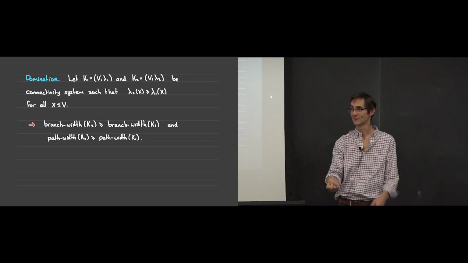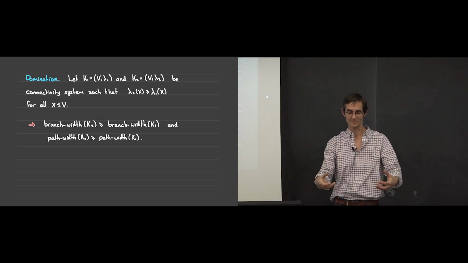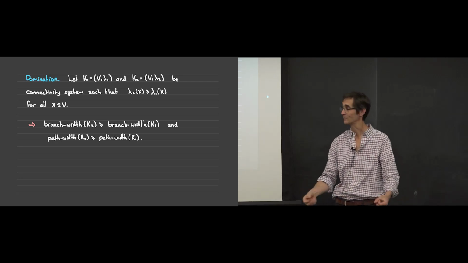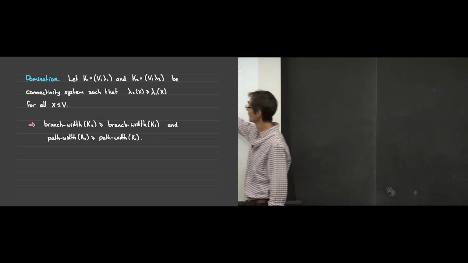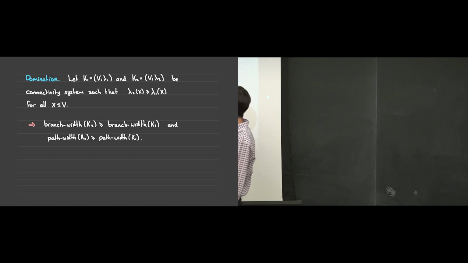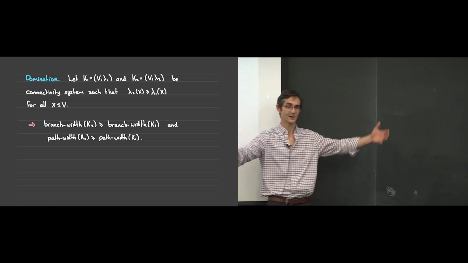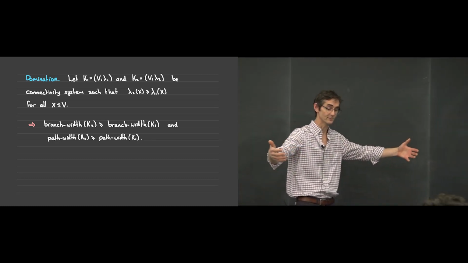But width is telling me that I can break things apart across low order separation. So if all of the connectivities in K2 are bigger than the ones in K1, clearly the width is just going to go up. Pretty sensible notion of width.